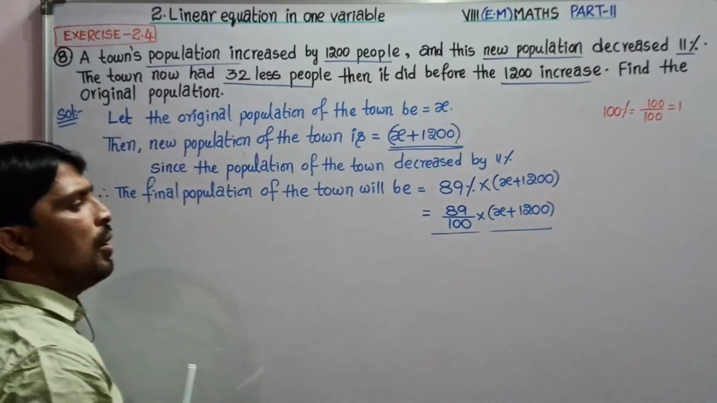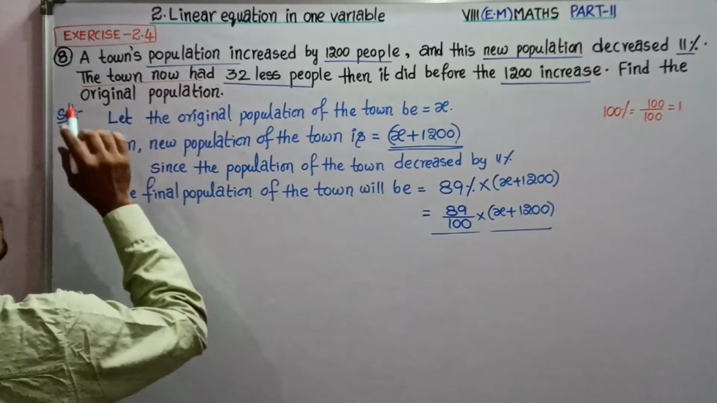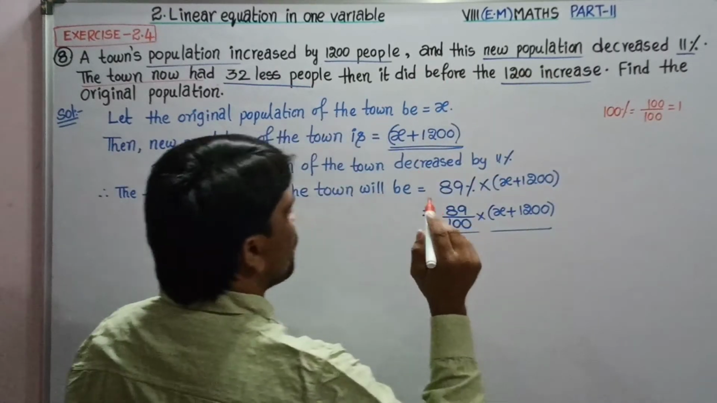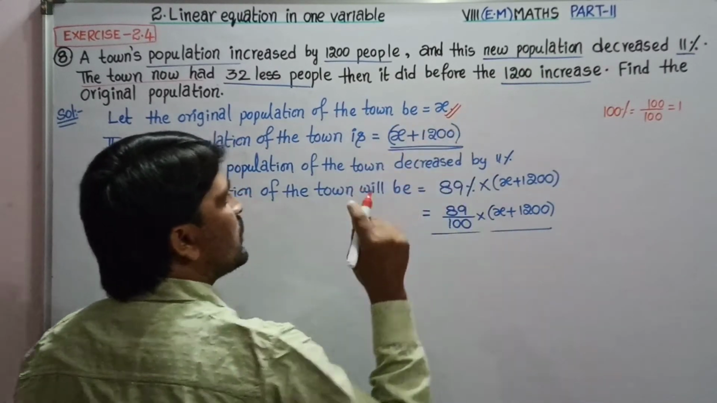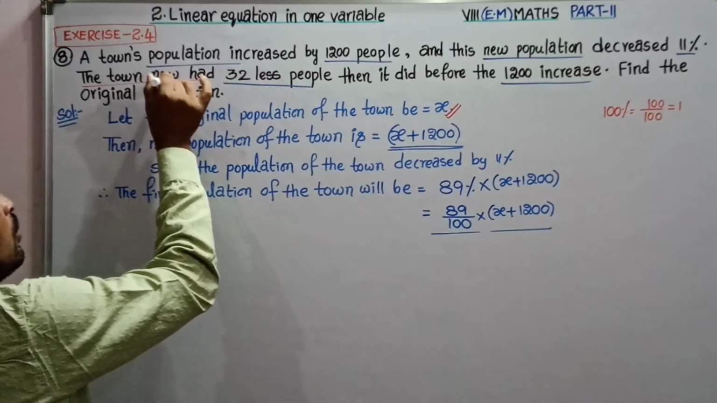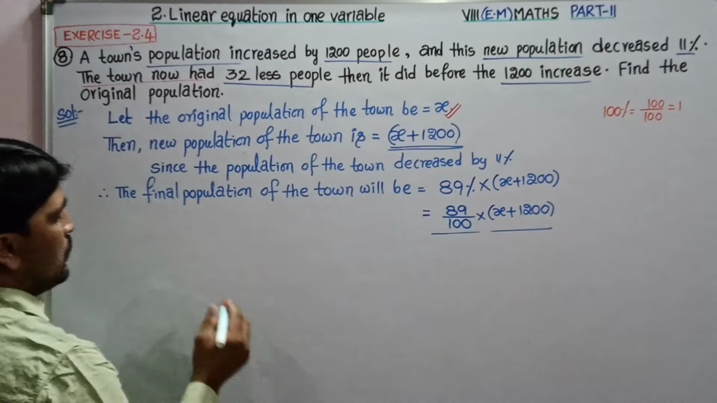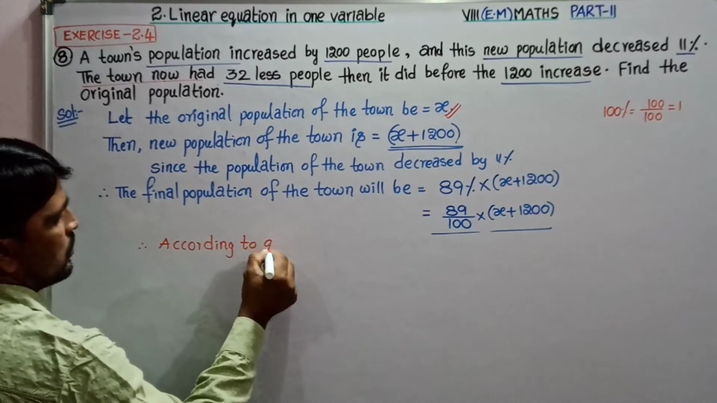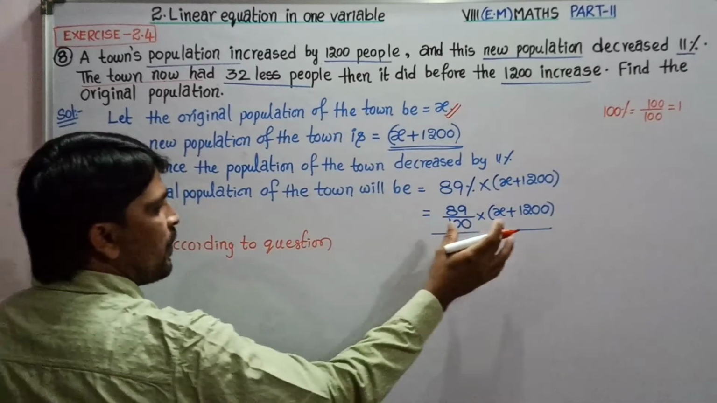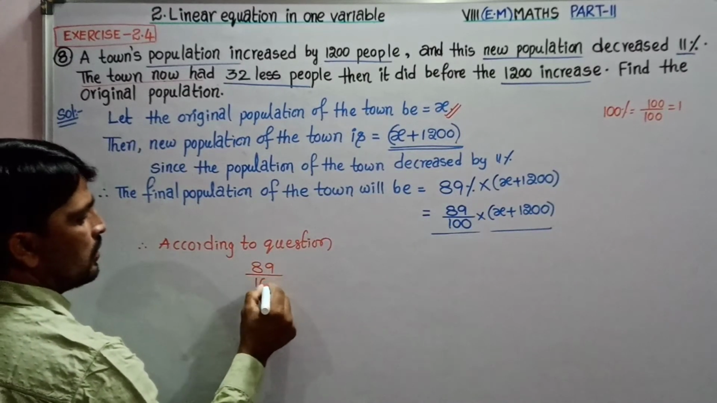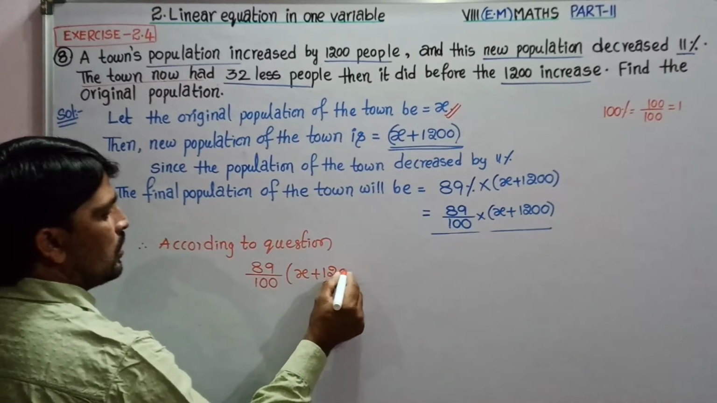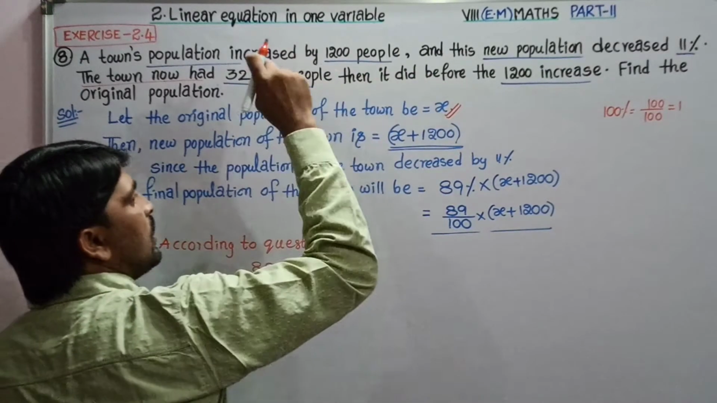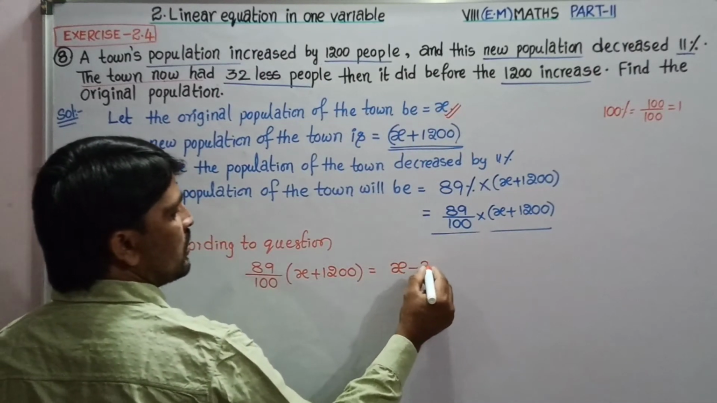So this is the final population of the town. In the question it is given that the town now had 32 less people than it did before the 1200 increase. Before the 1200 increase, the population of the town is X. And the population of the town now is 32 less than this X. So, according to the question, the final population, 89 by 100 of X plus 1200, is equal to 32 less than X, that is X minus 32.